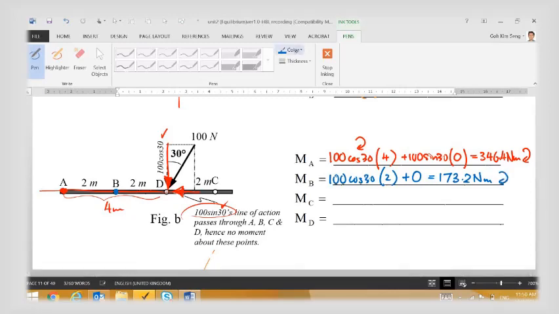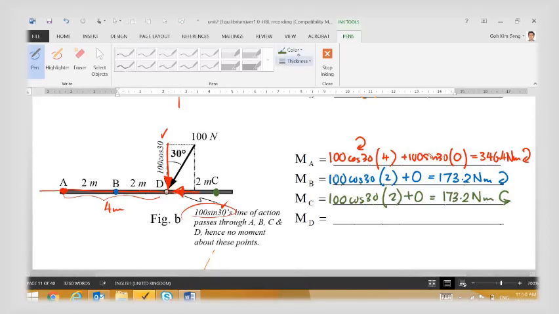If the point is at C, it is still 2 meters for the vertical component, and point C again lies along the line of action of that 100 sin 30, so there's no moment for that component. We get exactly the same answer, but this is going to be an anti-clockwise moment.